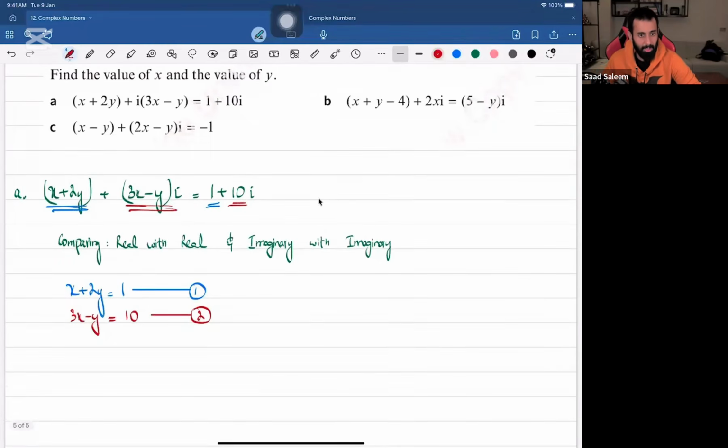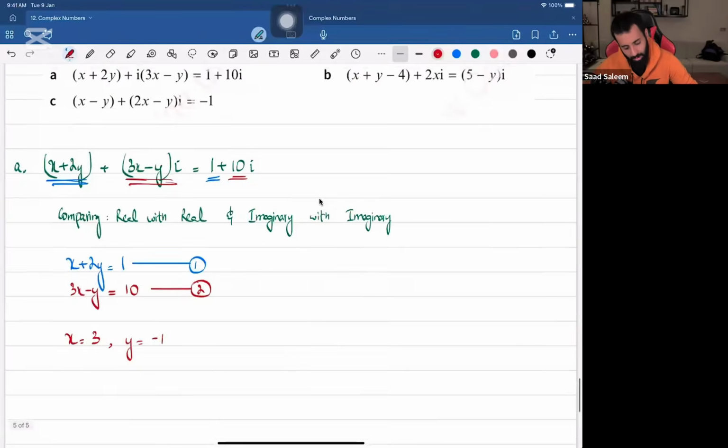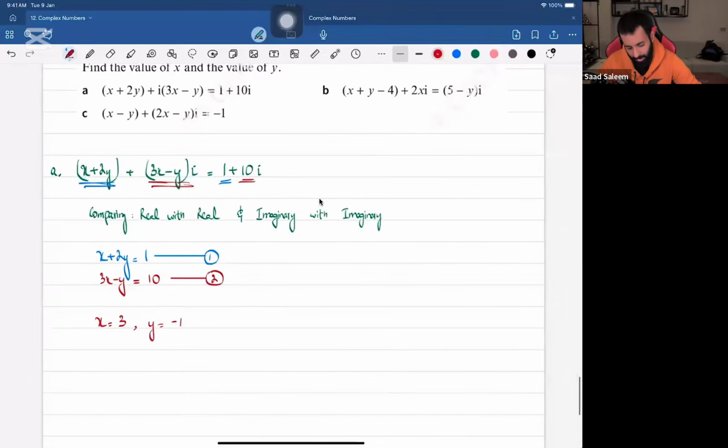And if we do that correctly, the answer that we get, I'm just going to write down the final answer now, because we all know how to solve two equations simultaneously. x equals 3 and y equals minus 1. Okay, let me solve one more question.